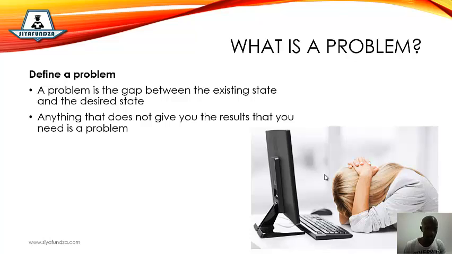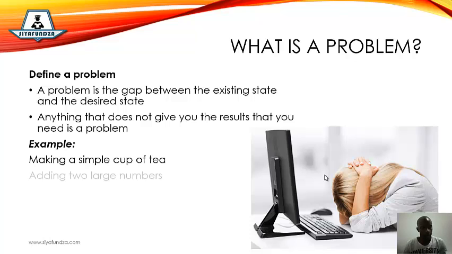Anything that does not give you the result that you need is a problem. So if you are sitting somewhere, you're calculating your accounts using your fingers or whatever, that is not going to give you the answer that you need. So that is a problem. So I'm going to give you two simple examples. The first example of a problem is going to be making a simple cup of tea. And then the next example I'm going to give you is adding two numbers.